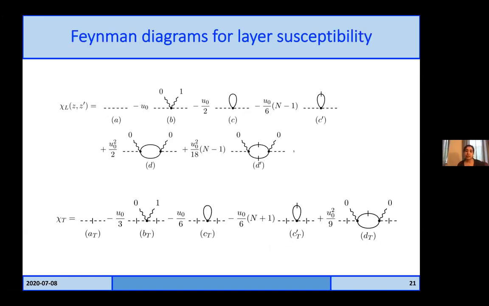Now these are the diagrams that we have to evaluate in order to compute the layer susceptibility up to order epsilon. And these diagrams are not very difficult to compute. So we use all the Feynman rules and end up getting the longitudinal and transverse parts.